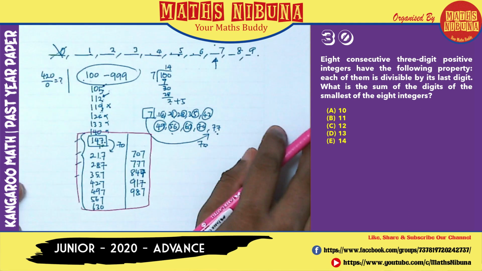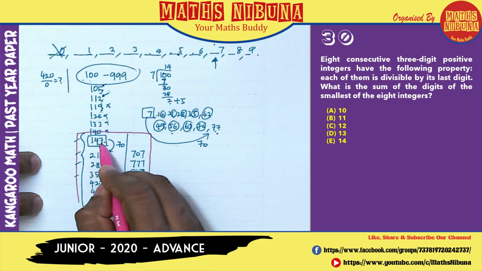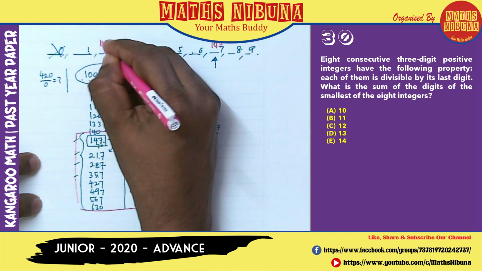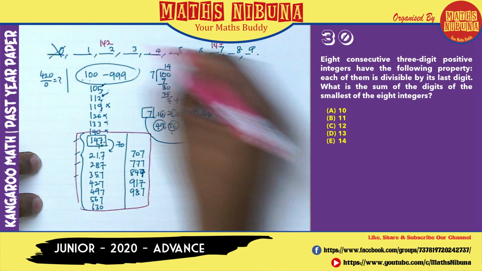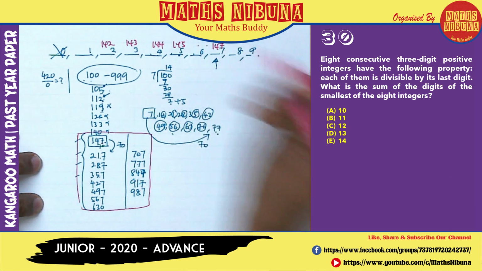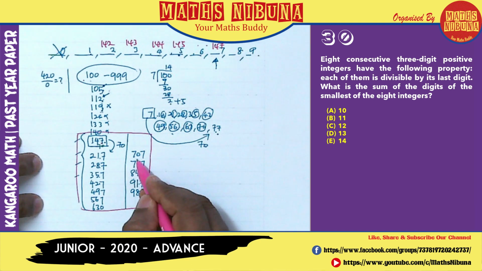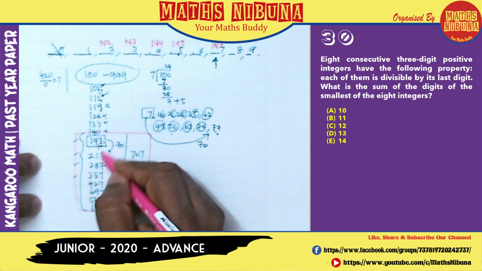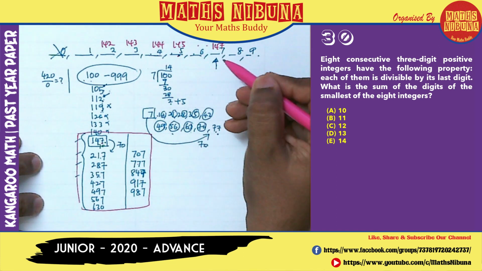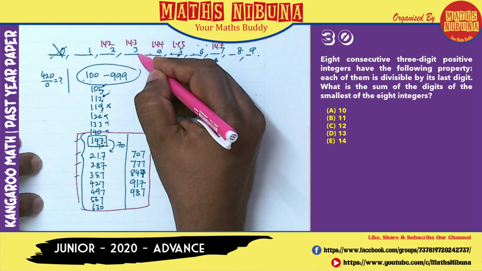Now if this is 147, the numbers must be 142, 143, 144, 145, and so on. For 5, sure, if this ends in 7, this will be 5. Okay, for the 5, we consider for 3.